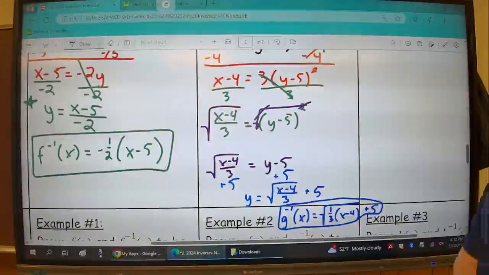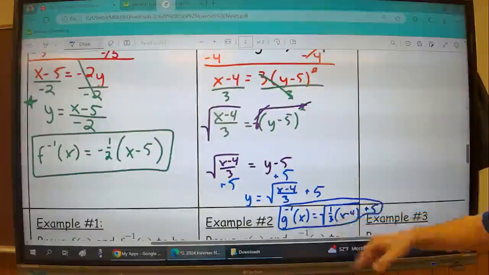And as you can see, you might want some scratch paper in order to work some of these, because we kind of run out of room if we're not careful. So there's the answer.